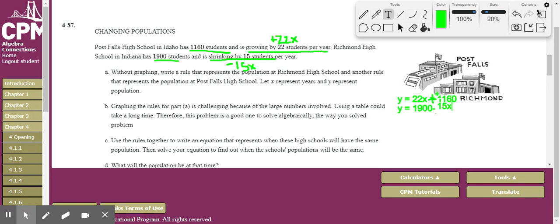Now I have my two equations, and since a table and a graph would really be unwieldy, we're going to use the equal values method to solve this. So I want to know what year they're both this, or when their population is the same. So when are these two expressions equal? So let's type those in.